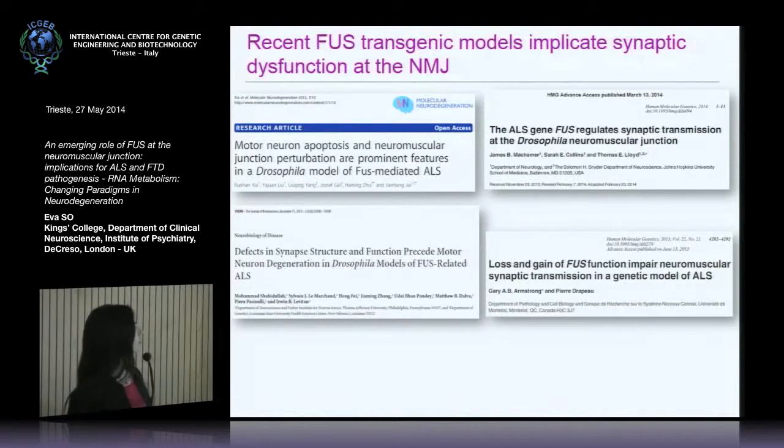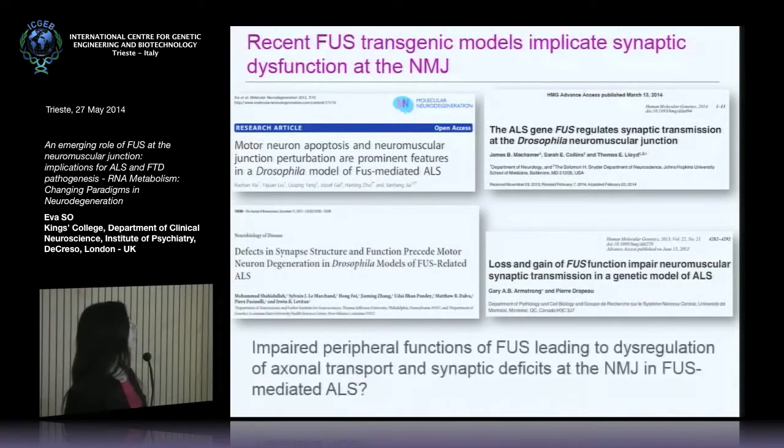So these studies together show that the NMJ pathological changes occur before they found loss or some change in the motor neuron, and they also implicated that FUS may have a specific function in regulating synaptic transmission in these models. So these together imply that the peripheral function of FUS, impairment of which may cause dysregulation of transport and synaptic dysfunction, causes this FUS-mediated ALS.